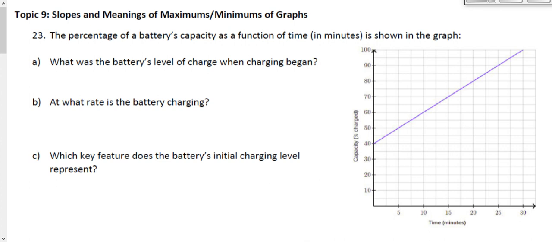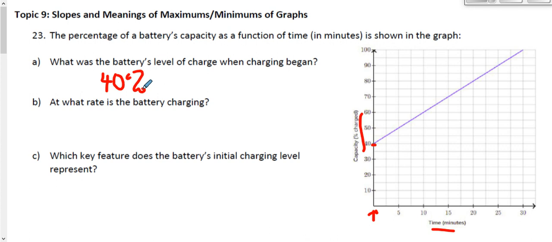So we're going to start with interpreting a graph here. We have the percentage of a battery's capacity as a function of time shown in the graph. You might remember this from your very first quiz. What was the battery's level of charge when charging began? So here's my level of charge, and here's when the charging began. So we're looking for right when the charging began, which is this point on the graph, and it is 40%.